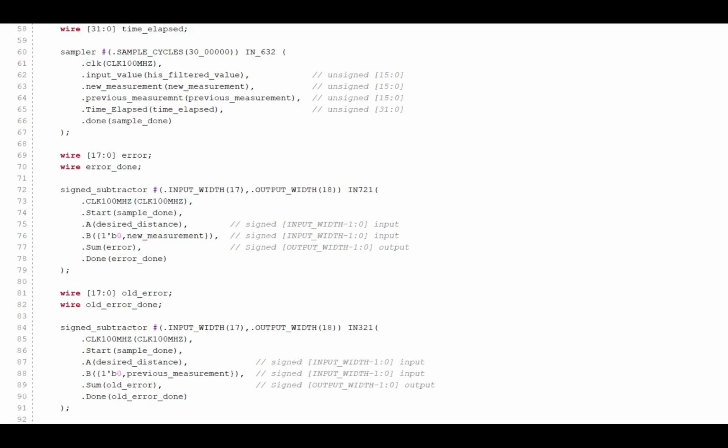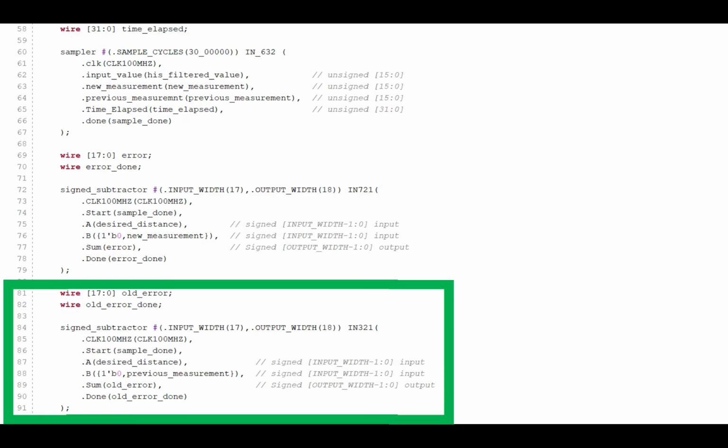So on lines 81 to 91, we implement the second error calculator module. On line 84, we set the parameters to match the subtractor instantiation used for the first error calculator. It's important that both subtractors use the same parameters so that they share the same bit width and radix, ensuring that the results are compatible.